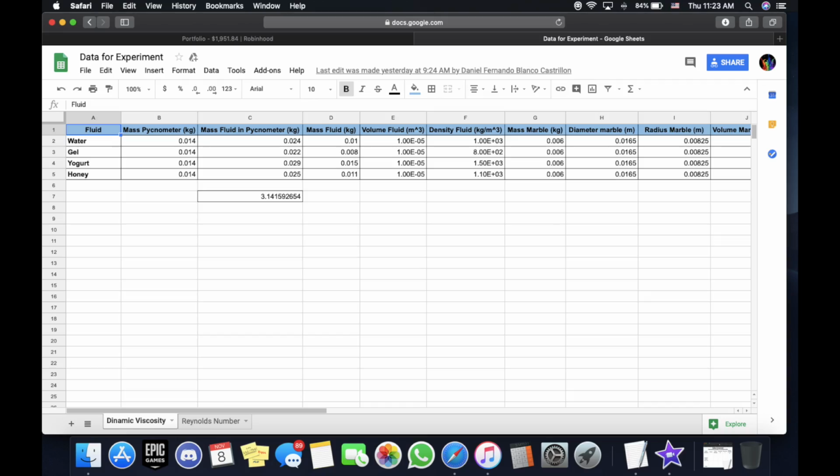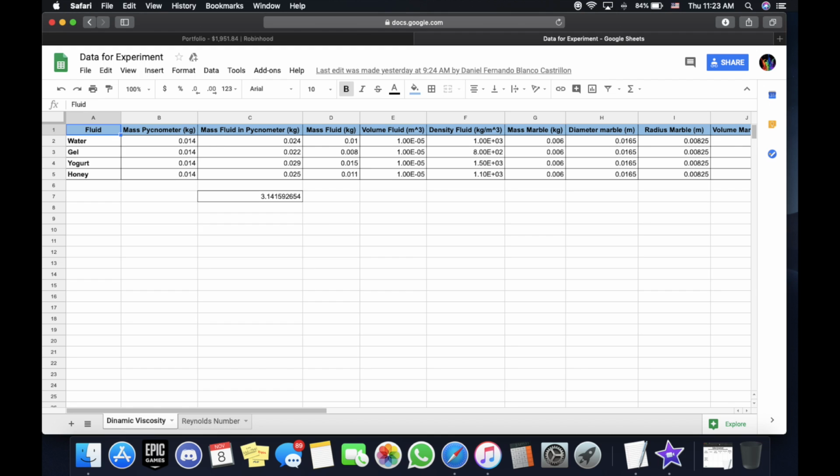Alright, so I'm going to be explaining the data that we made in our table the entire time I've been doing this experiment. We had 4 different fluids: water, gel, yogurt, and honey. Our first data point was the mass of the pycnometer. That's a constant that doesn't change. We got 0.014 kilograms for the empty pycnometer that we put on the scale. Like I said, that doesn't change for water, gel, yogurt, or honey.